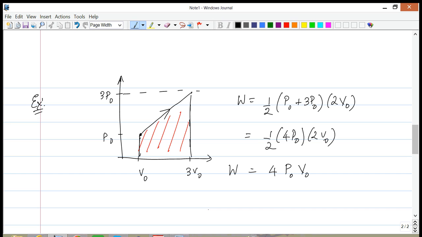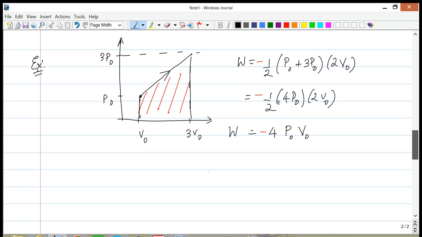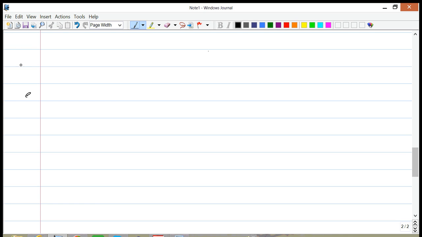Now, I kind of ignored one important point here. We need to worry about the sign. Now clearly here, the gas is expanding. So the work done on the gas is going to be negative. So we need to put a negative sign everywhere. Okay, so that was my mistake. Make sure you fix that. Alright, great. So that's one problem.